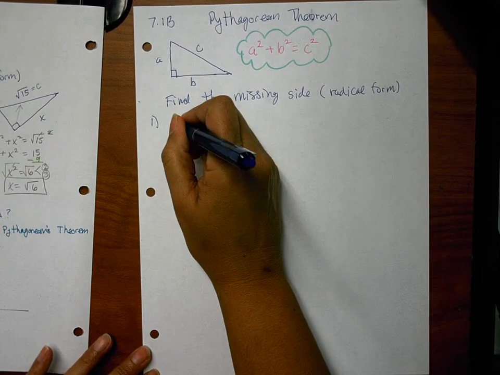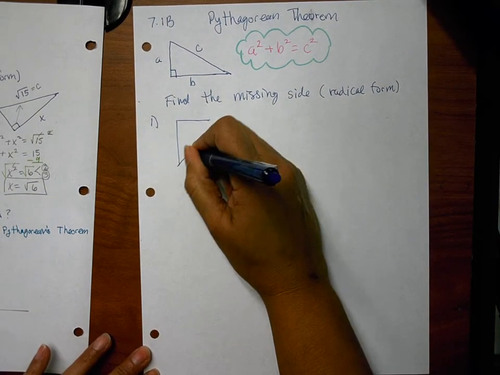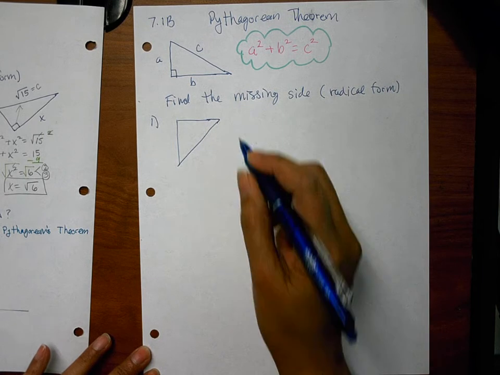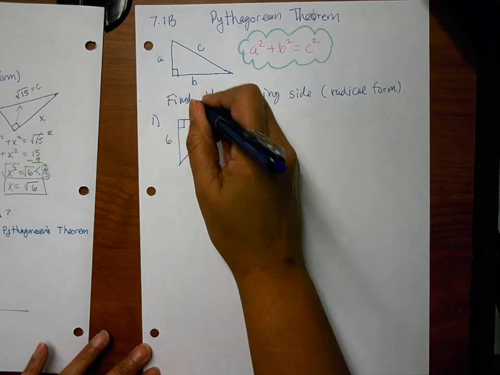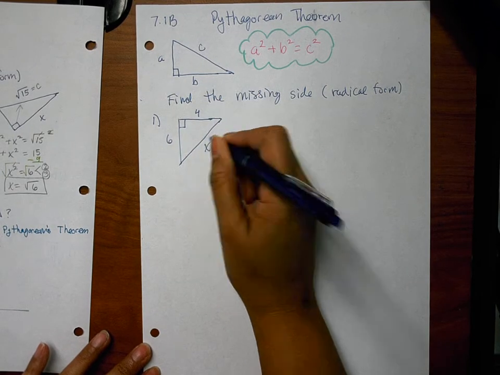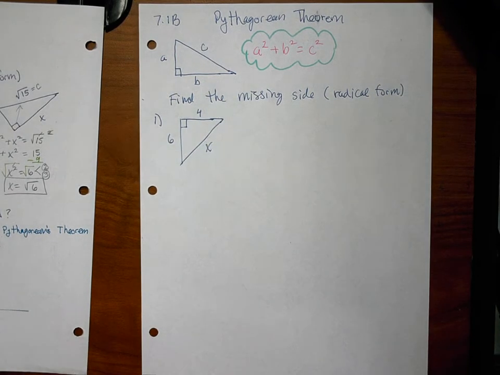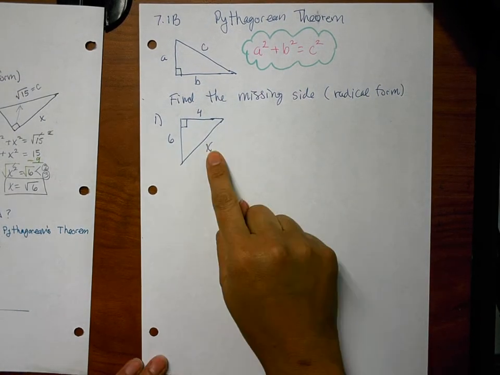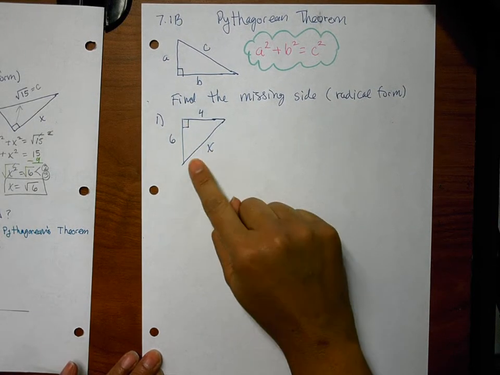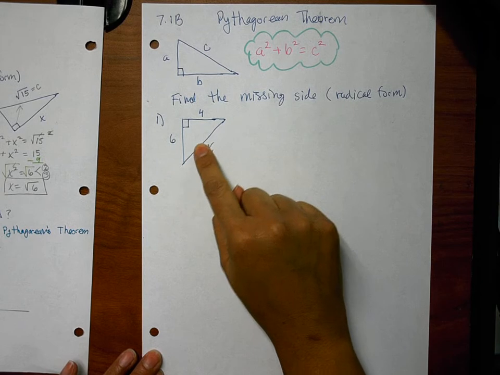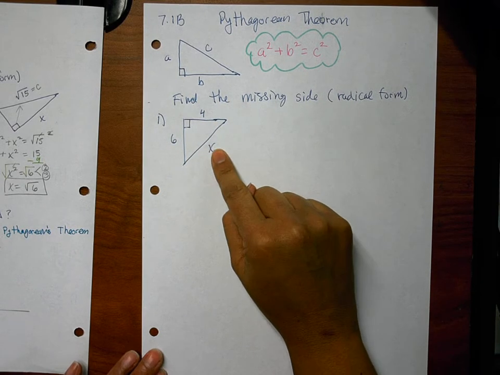Okay, number 1. Remember what was stated. You only use Pythagorean theorem on right triangles. There's my right triangle. This is 6, this is 4, that is x. Find the missing side. The missing side I'm looking for in this problem is here opposite the 90-degree angle, which means this is the hypotenuse. The hypotenuse is always opposite the 90.